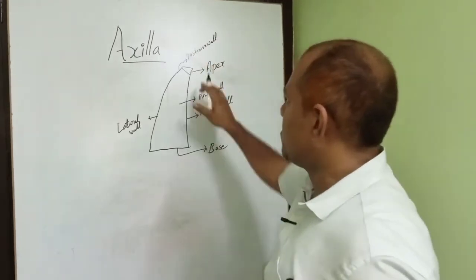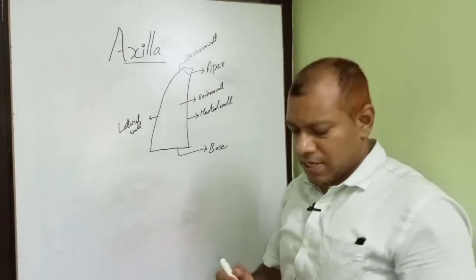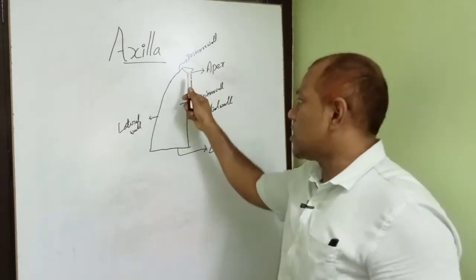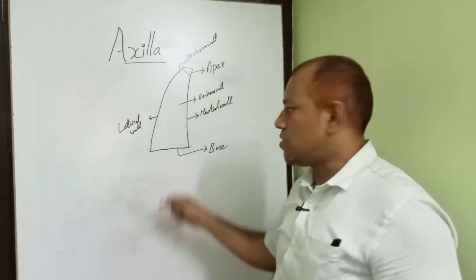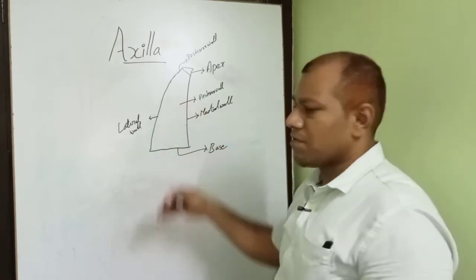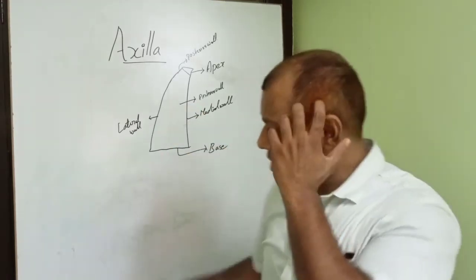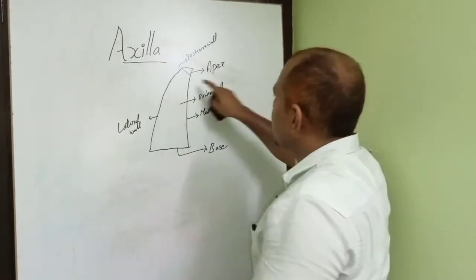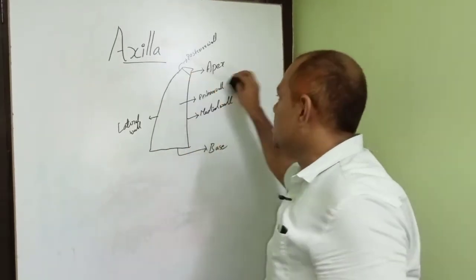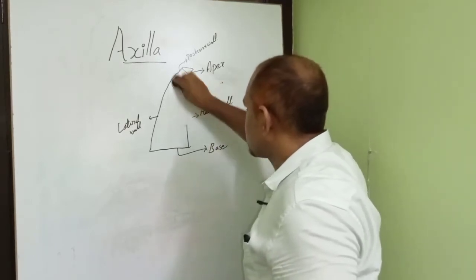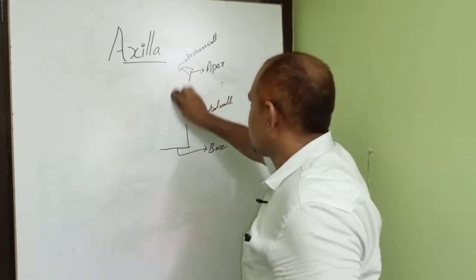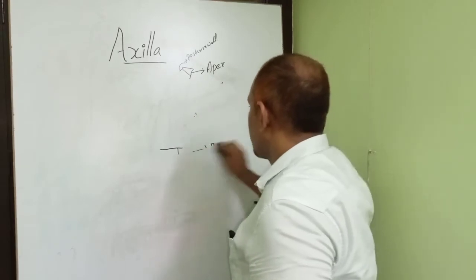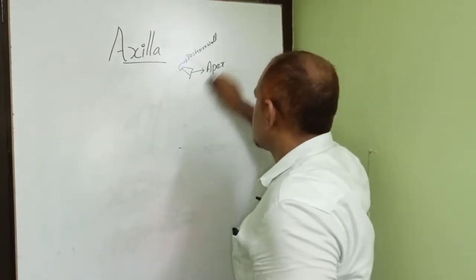Now I will explain each and every region: the apex, what it is and how it is formed, the base, how it is formed, the medial wall and lateral wall, the anterior wall and the posterior wall. Let me explain first the apex. As I told you earlier, it is triangular in shape. I am going to remove all these things and explain the apex part.